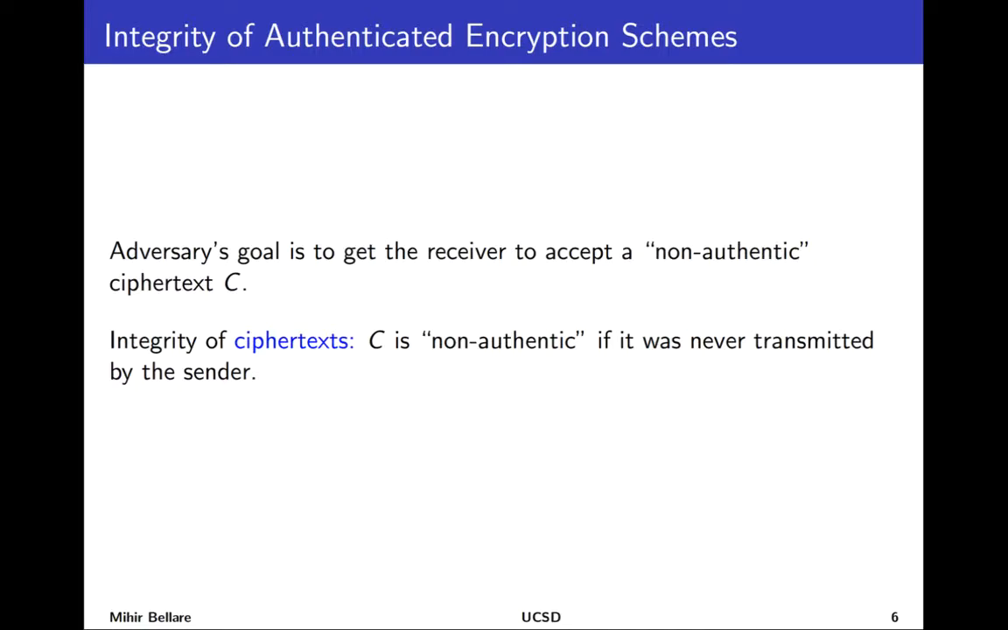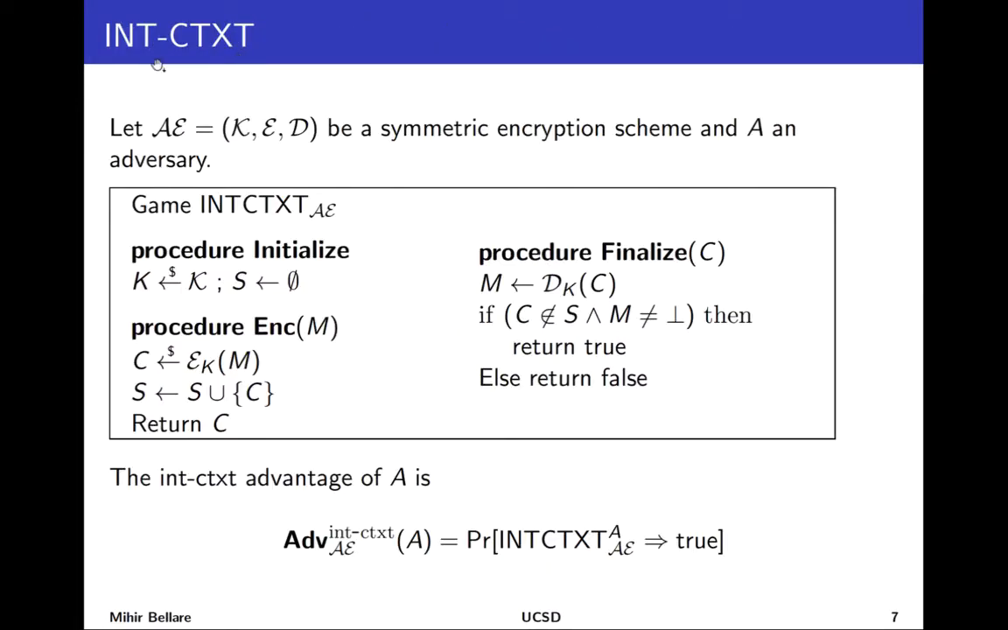As usual, the definition involves a game. So the notion is called integrity of ciphertexts. We start with this symmetric encryption scheme AE with its three algorithms. This is the object whose security we are trying to define, and as usual, it's a public, well-known object. All the algorithms are known to everyone, including the adversary.